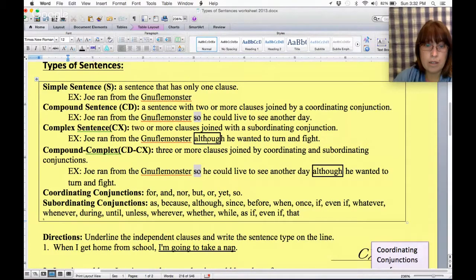However, this one has a box around it. So although is a subordinating conjunction. And here's a huge old list of subordinating conjunctions right down here.